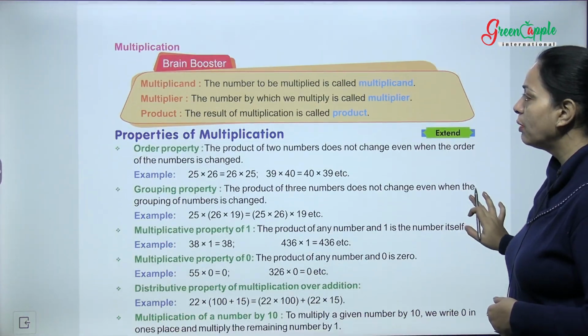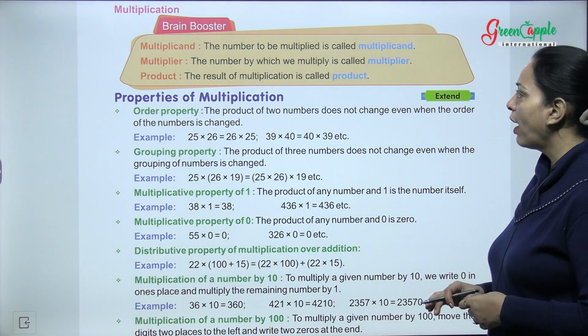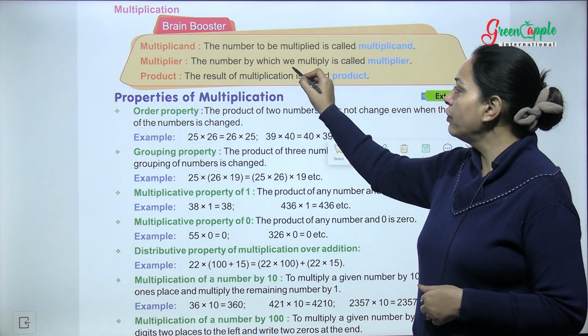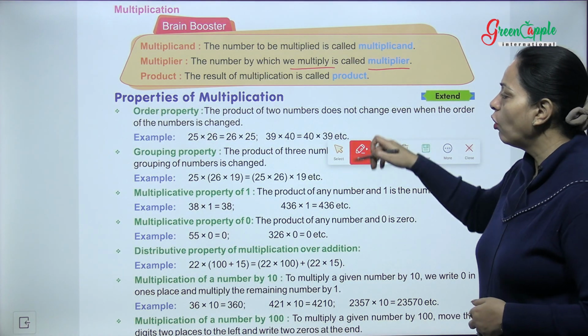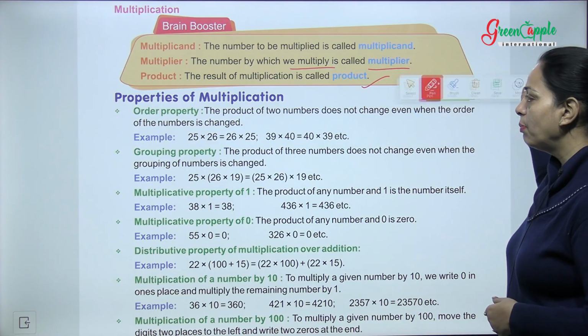Now come to multiplication, brain booster. Multiplicand, the number to be multiplied is called the multiplicand, and the multiplier, the number by which we multiply, is called the multiplier, and product, the result of multiplication, is called product. Now properties of multiplication.